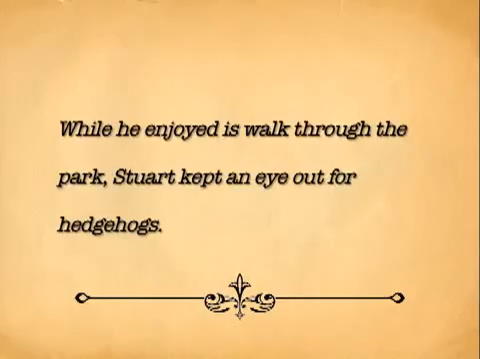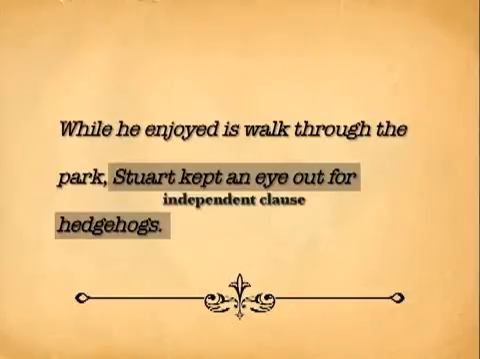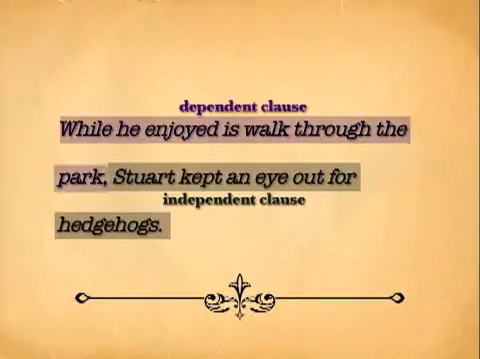For example, while he enjoyed his walk through the park, Stuart kept an eye out for hedgehogs. We have an independent clause here, Stuart kept an eye out for hedgehogs, and then a dependent clause at the beginning of the sentence that introduces the sentence and lets us know what Stuart was doing when he kept an eye out for the hedgehogs: while he enjoyed his walk through the park.